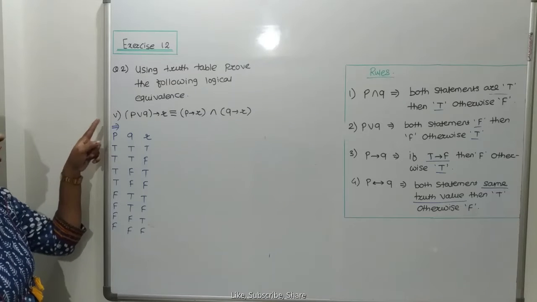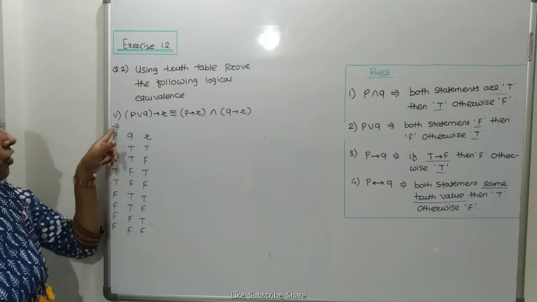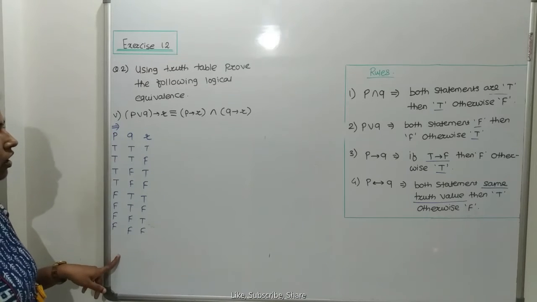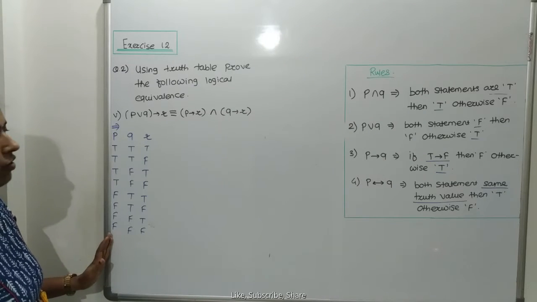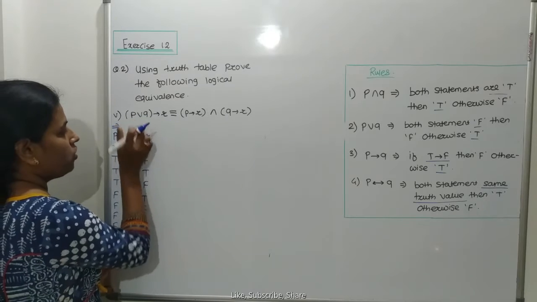Next, question number 5. How many statements are there? There are 3 statements, so for 3 statements we have to write down the combinations of these truth values. There are 8 combinations of the truth values. For solving this, first of all solve the bracket.